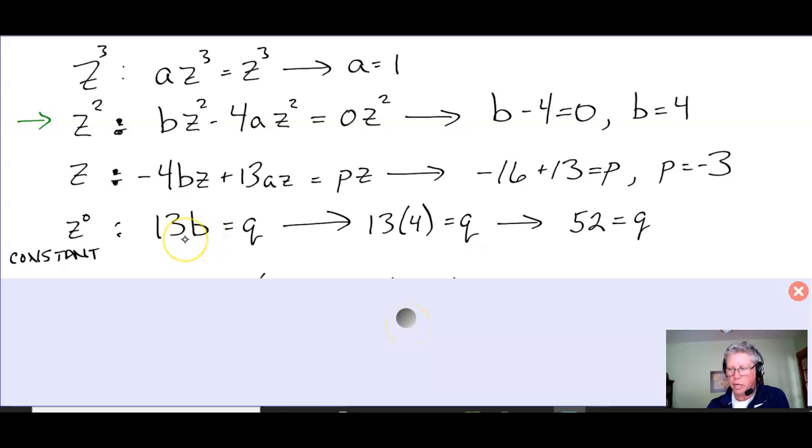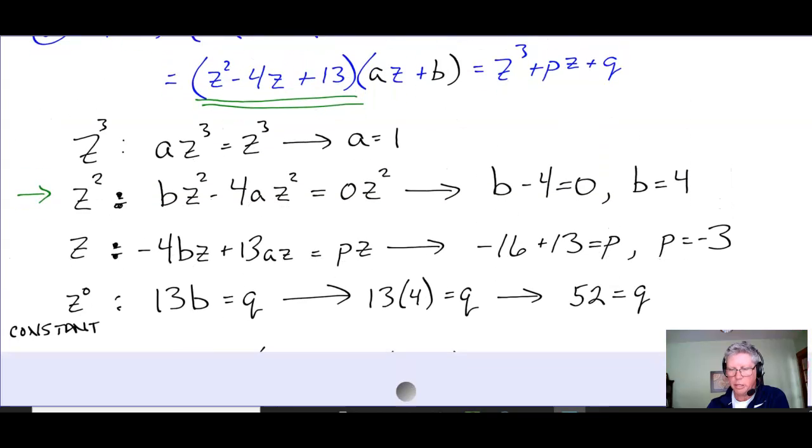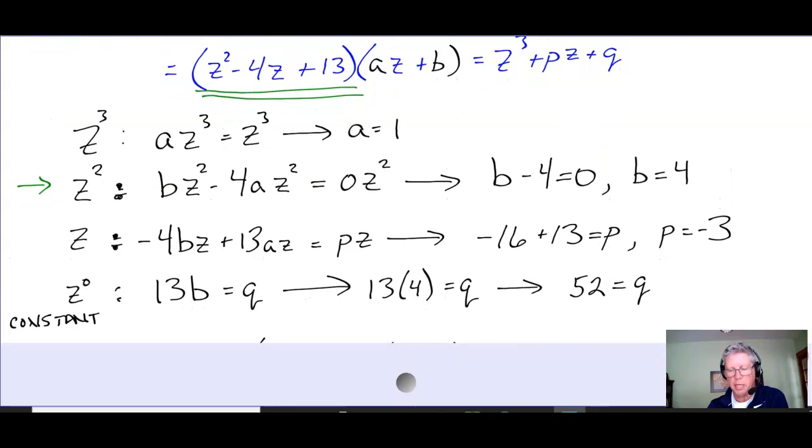So the only way to get a constant on this particular setup is 13 times b, and that has to equal q. We know what b is. We get q equals 52. So we're done. We've got it.